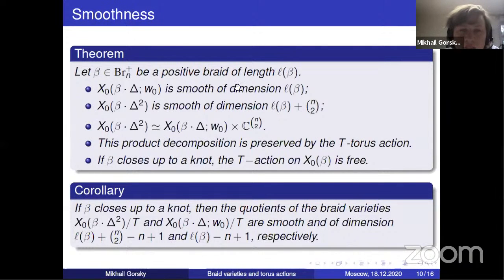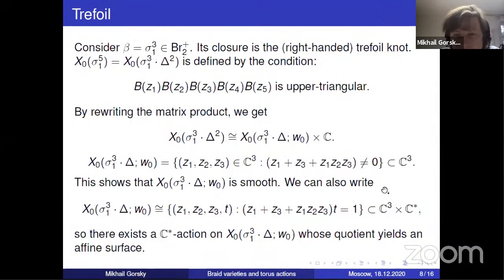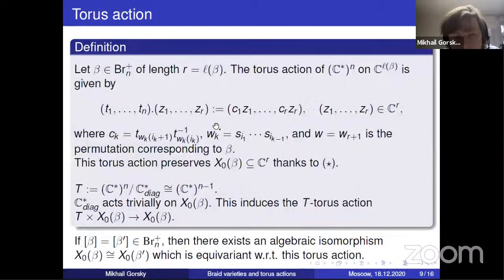Okay, now the main result on the slide is that these varieties are smooth and the dimension is quite clear. It's the length of our braid, and this one is the length of our braid plus binomial n choose 2. And we have such a product decomposition, which is actually preserved by the torus action. So take a look at this product decomposition, and I will go back two slides and see that we do have stuff like this appearing on the slide. Okay, so this is the illustration of this product decomposition.